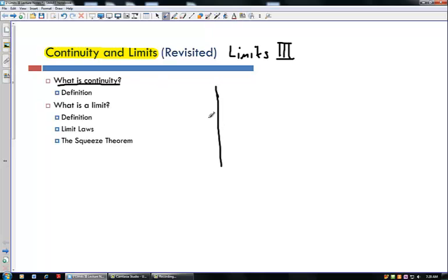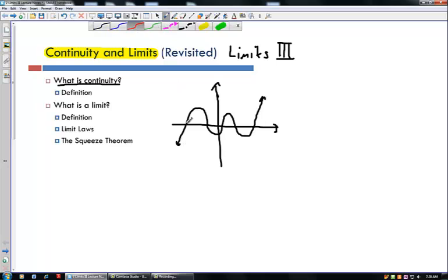Now we explain this to people by saying a function is continuous if you can draw it without lifting your pen or pencil, and it's not continuous if you have to. So let's draw a function that's not continuous. Let's put a jump right here, where you have to lift your pen or pencil, or you could have an asymptote here. That's my asymptote, and it's also not continuous there.